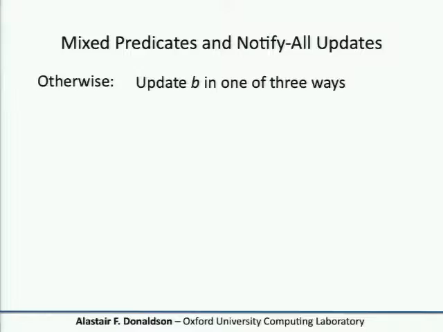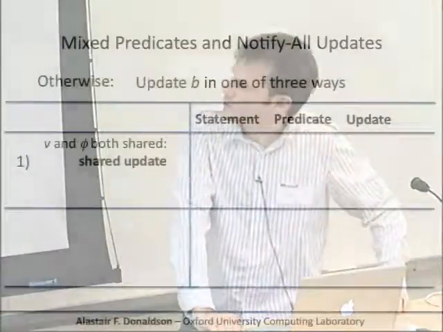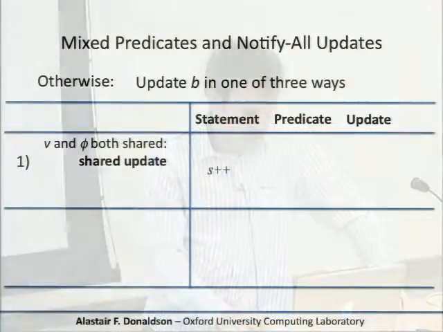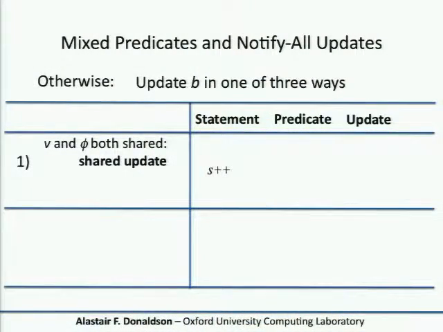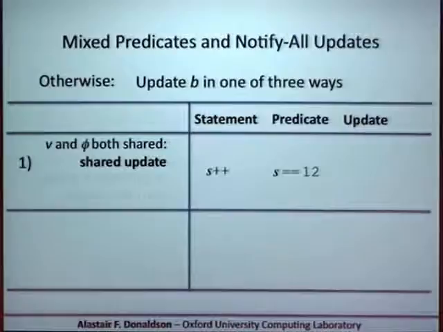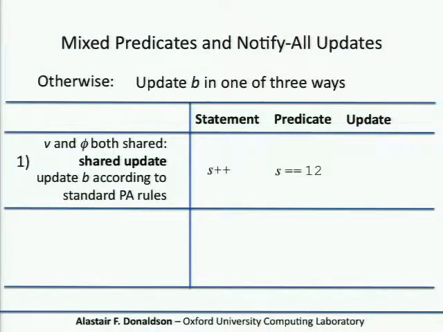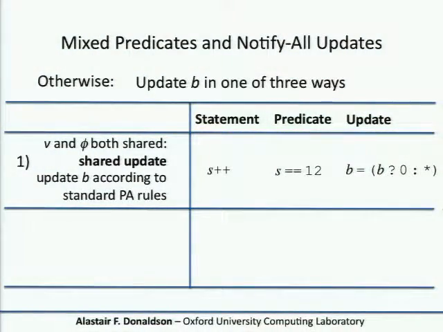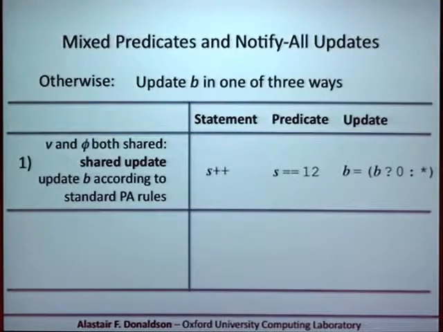So suppose v and phi are both shared. So v is a shared variable, and phi is a shared predicate. Then, for example, if our statement is incrementing s with a predicate s is equal to 12, then we would just update b according to standard predicate abstraction. So we would do this: b equals, if b then 0 else star. Because this predicate is shared, it's in a shared variable, it's in one place, this will be visible to all threads. So this is what we want.